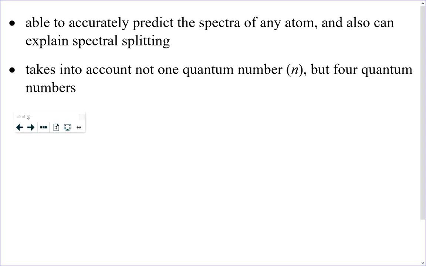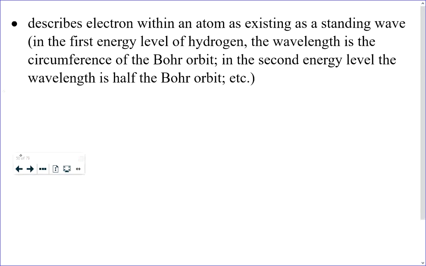However, it doesn't just talk about one quantum number. So it isn't just n=1, n=2, etc. for energy levels. There's also a value of a quantum number for something called spin of the electron, something called angular momentum for an electron. There are other quantum states that the electron can be in, and that explains the spectral splitting.